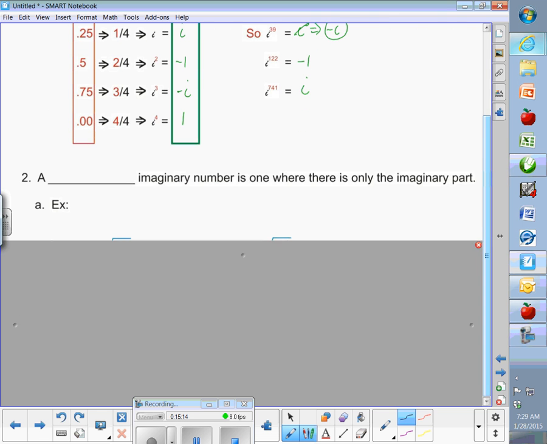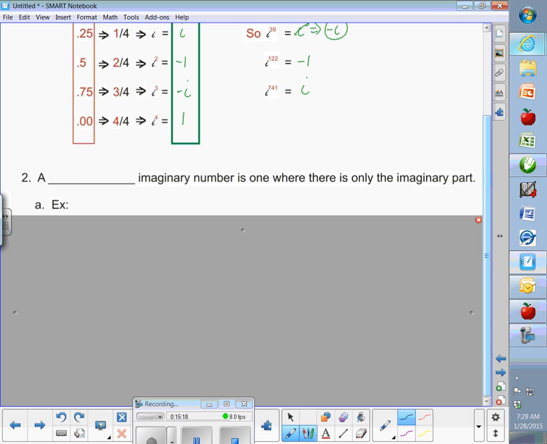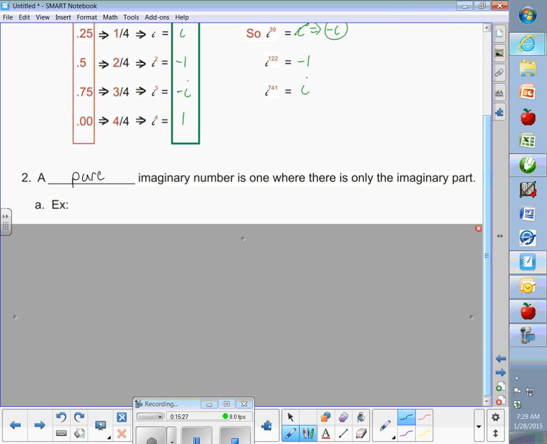All right, what's next? A pure imaginary number, and that's the title of 8.1. A pure imaginary number is one where there are only the imaginary parts. Example, something like 3i. Something like negative 5i. Remember, the coefficient tells you how many. A 3i is 3 times the i. A negative 5i is negative 5 times the i.